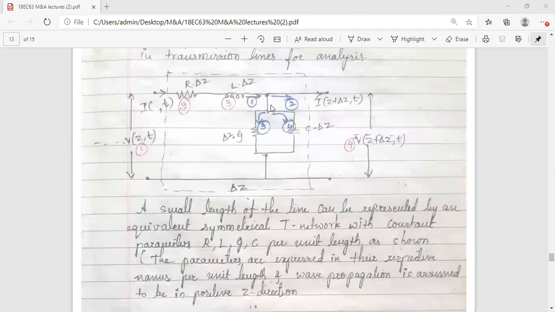If you see across this line, the voltage remains the same. The same voltage remains here also. That's why I have not taken this V of Z comma T. I have taken V of Z plus delta Z comma T. Fine. This is number 3.